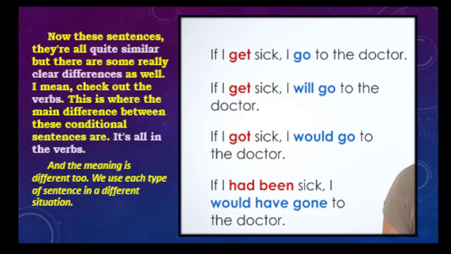Now, these sentences are all quite similar, but there are also some really clear differences as well. May mukha silang pare-pareho. Syempre pare-pareho kasi yung ginamit nating example or sitwasyon. Pero may pagkakaiba-iba sila. And where is the difference? Nasaan yung difference? Nasa verb na ginagamit. And of course, nasa gamit, nasa purpose mismo. So, later on, isa-isahin natin siya.